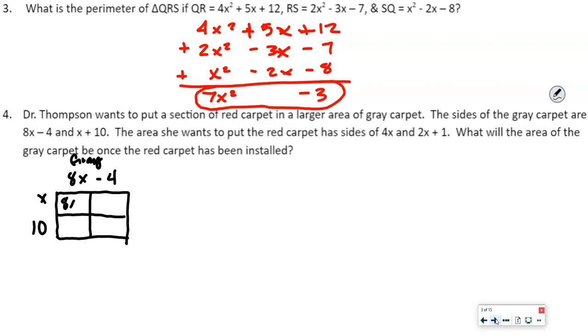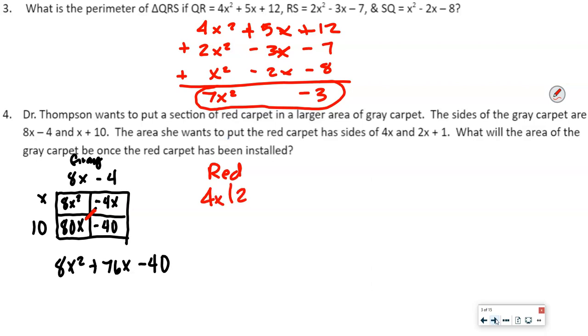That's going to be 8x squared minus 4x. 8x times 10 is 80x, and then negative 4 times 10 is negative 40. Remember that in our diagonals, we should usually combine our like terms, right? So this is going to be 8x squared plus 76x minus 40. Then they say the area where she wants to put the red carpet has sides of 4x and 2x plus 1. So red carpet is going to be 4x times 2x plus 1.